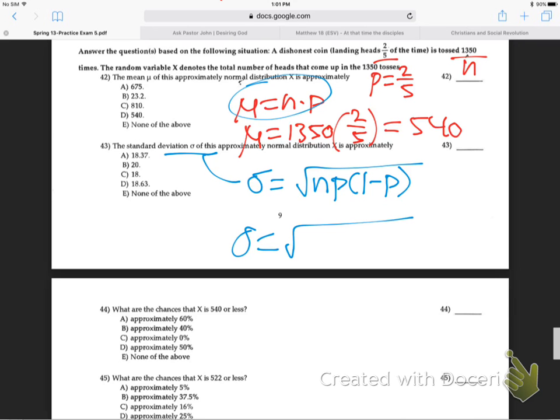What is N? N is the same thing it was a minute ago. 1350 times P, which is 2/5, times 1 minus P, 1 minus 2/5. Can you put all that into your calculator underneath the square root? Or you could actually do it first and then square root it after, whichever way is easier for you.